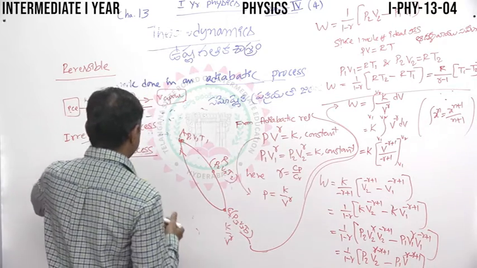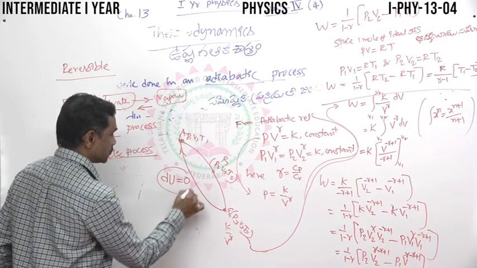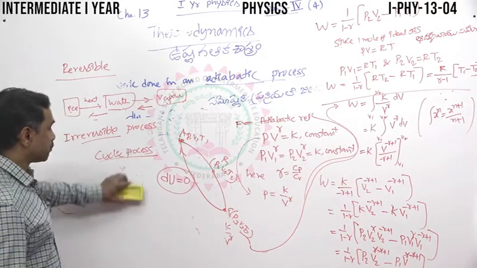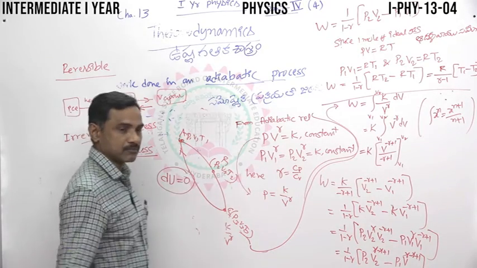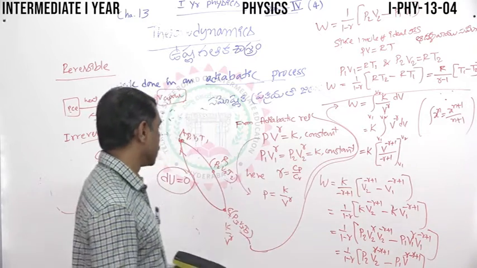Here, when it is a cyclic process, dU will be equal to 0, right? Suppose the system doesn't come back to the initial stage after undergoing various changes, various stages, it doesn't come back.